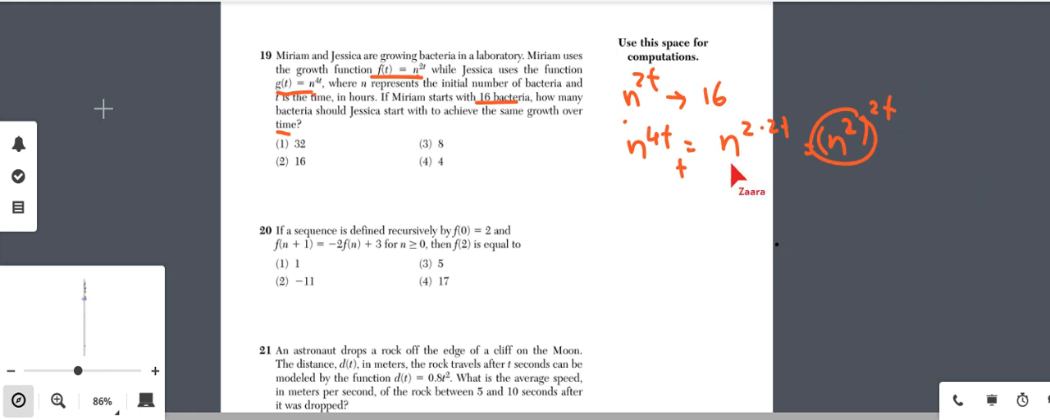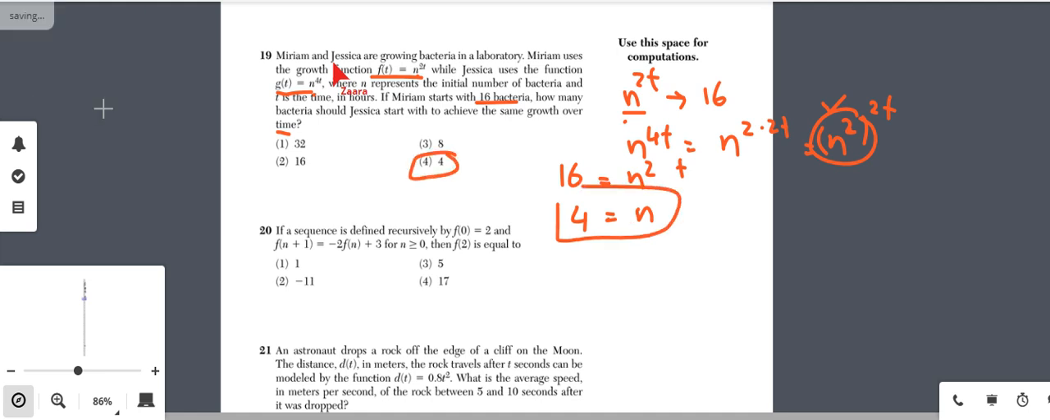As you can see, for the first one, Miriam, it is n. For Jessica, it would be n raised to the power of 2, right? And we want both of them to be equal. Miriam is starting with 16, so we have n raised to the power of 2 equals 16. Then n will become 4. So if Jessica starts with 4, because it is a squaring of it, the initial value will become the same.